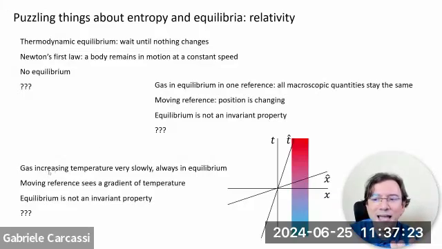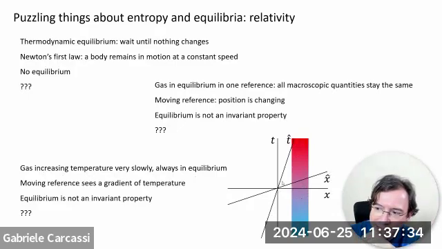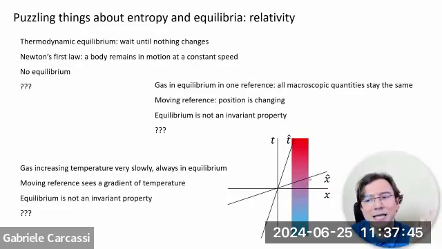Or let's say that I have a gas that is increasing its temperature very slowly. So we can basically imagine that it's always at equilibrium, right? But again, if I have a moving reference, the axis will cut this region in a different way. And now it's not going to see the same body at the same temperature. So it seems that equilibrium is not an invariant property. What's up with that? How can we have equilibrium in the first place? It doesn't seem to be well defined.